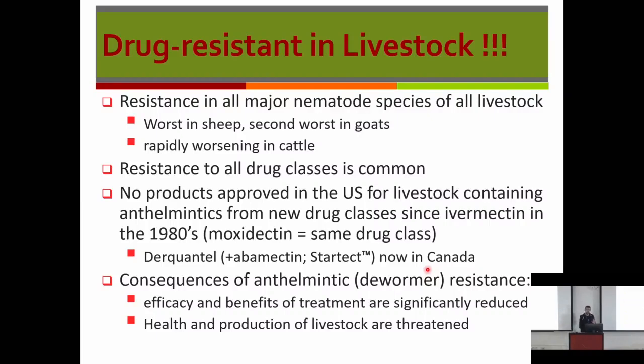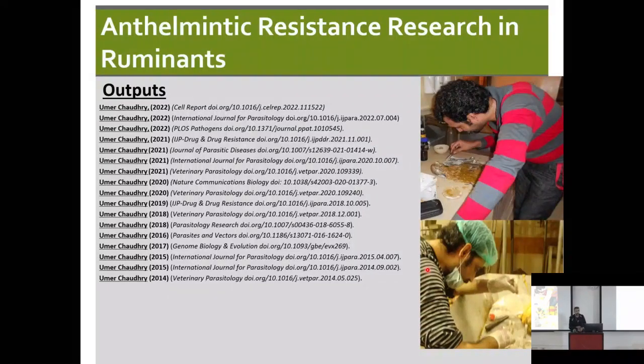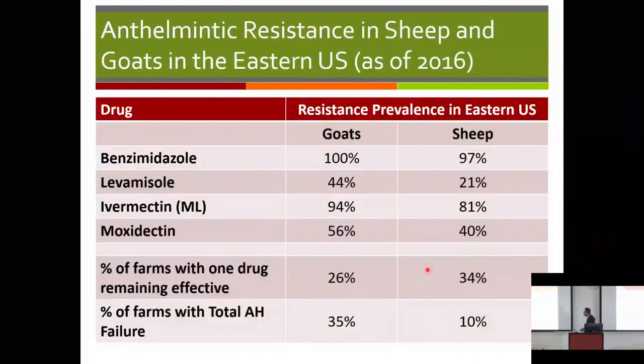So the consequences of this anthelmintic resistance: it reduces the efficacy or the benefit of the treatment in the animals, and also the health and production losses will be threatened. So these are some of my work. I did it in my career on anthelmintic resistance in ruminants, and this one I already showed you, this is resistance in sheep and goats in the USA, which is a huge problem. Benzimidazole is very high. Levamisole is still better. Ivermectin is high, while moxidectin is still in a better form. So these are some of the things you have to understand in the treatment plan.